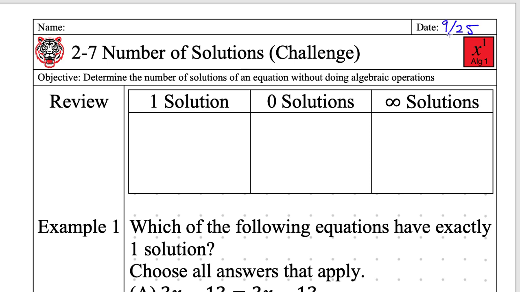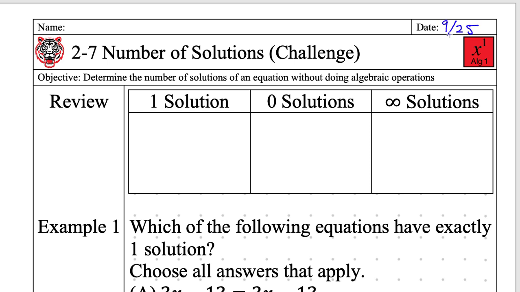The challenge is what? What is our objective? Quiet raise hand. Who has their card? It looks like Hazi has his card up. Determine the number of solutions of an equation without doing the algebra equation. Exactly. Thank you, Hazi.